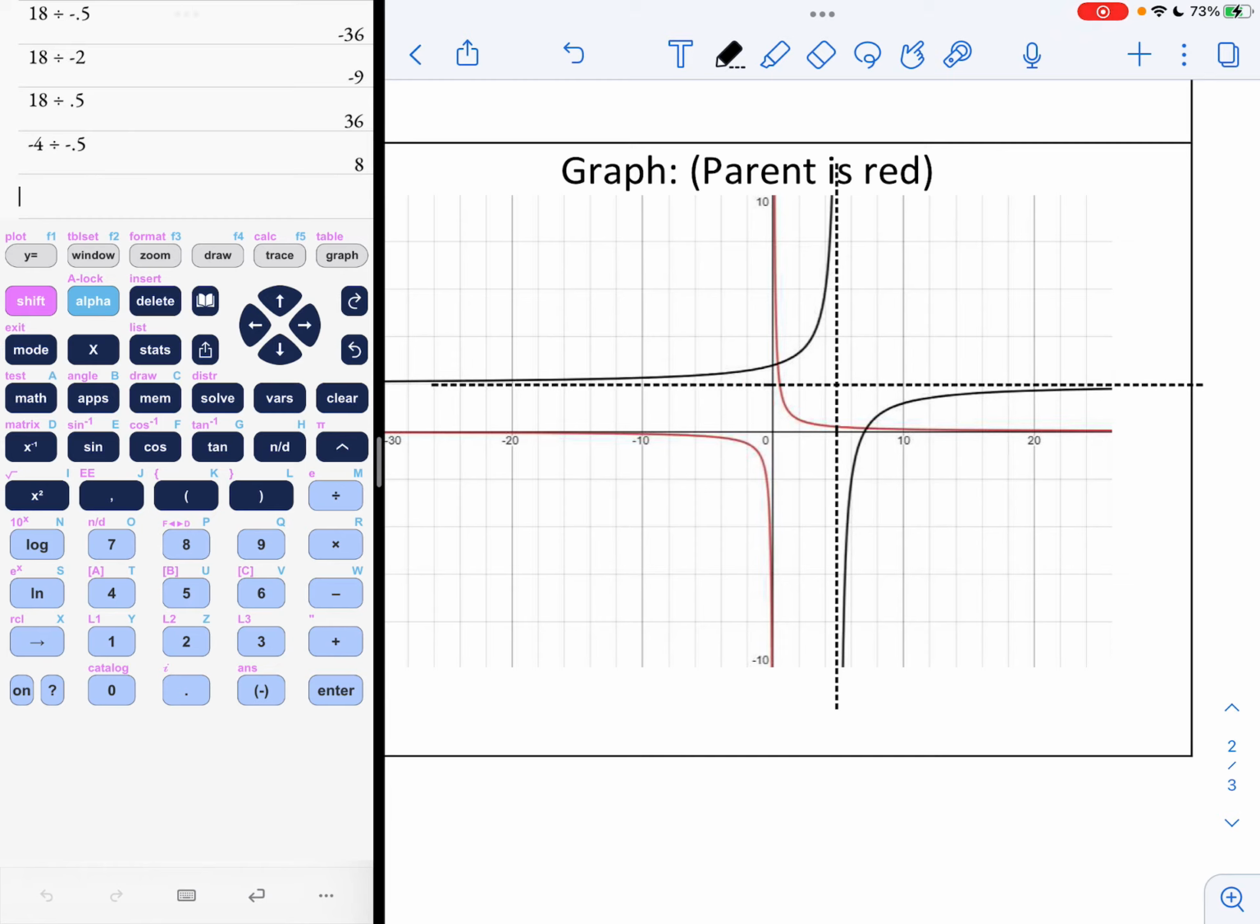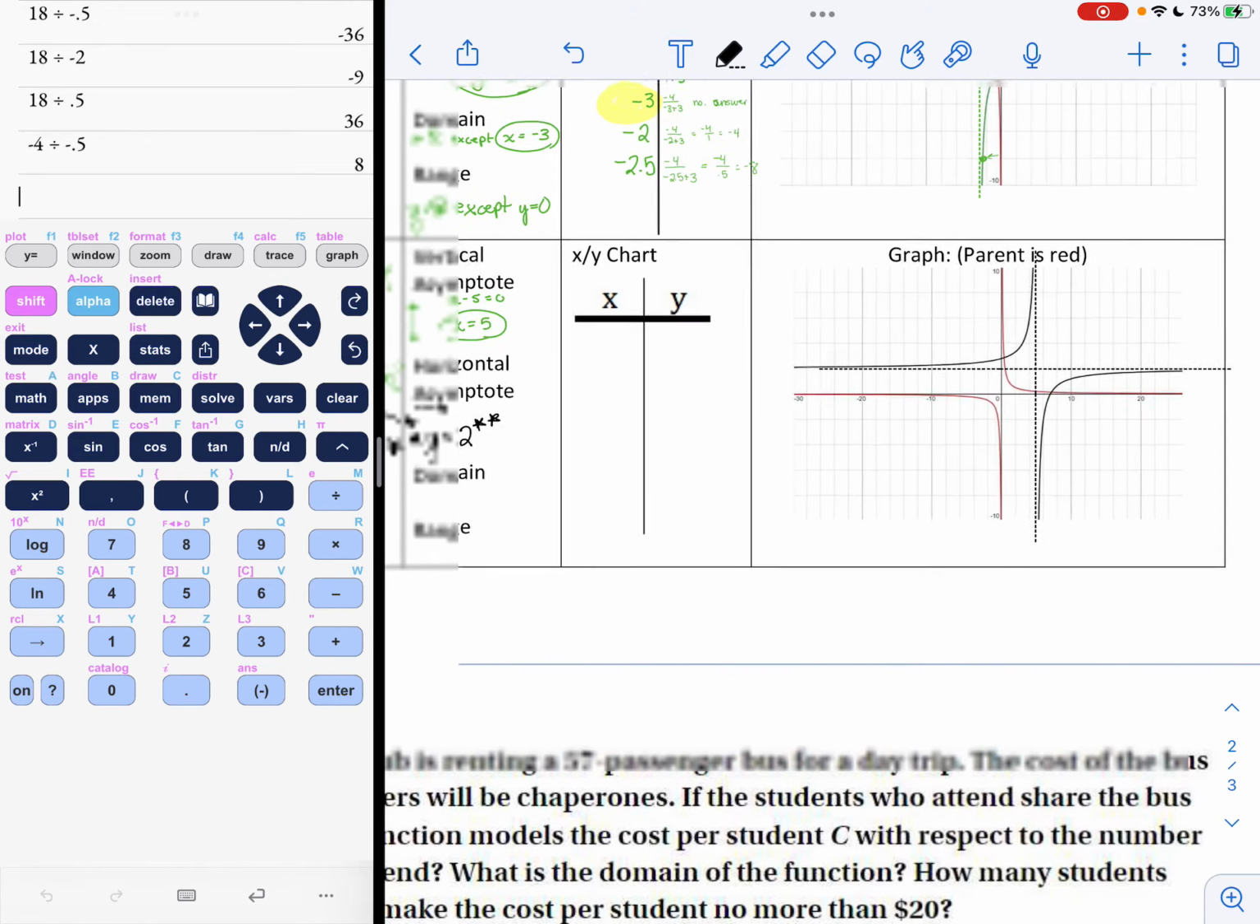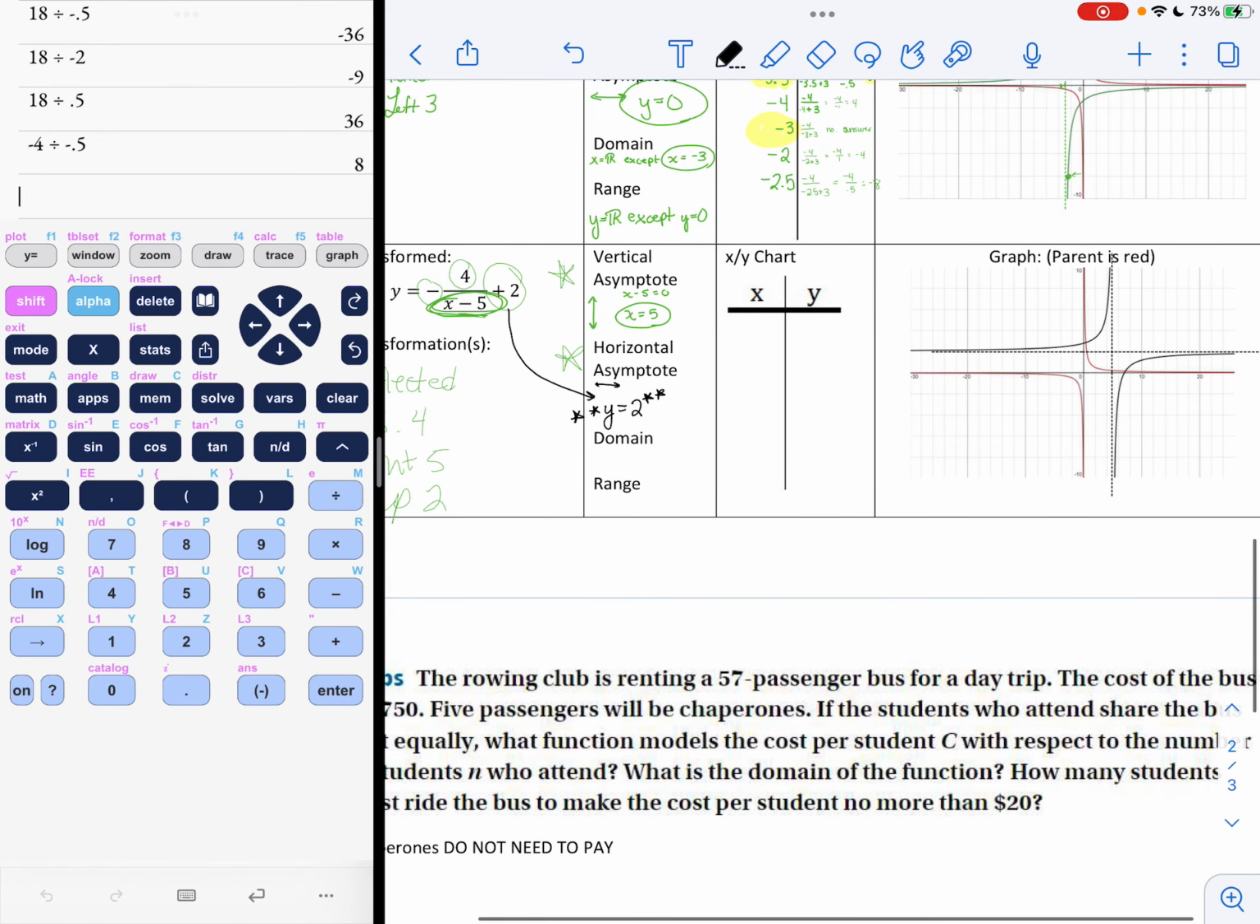And you can see that, again, the red one is the parent function from the very beginning. And the black one has been moved to the right. It got moved up. It got reflected. And it is vertically stretched by a factor of 4.